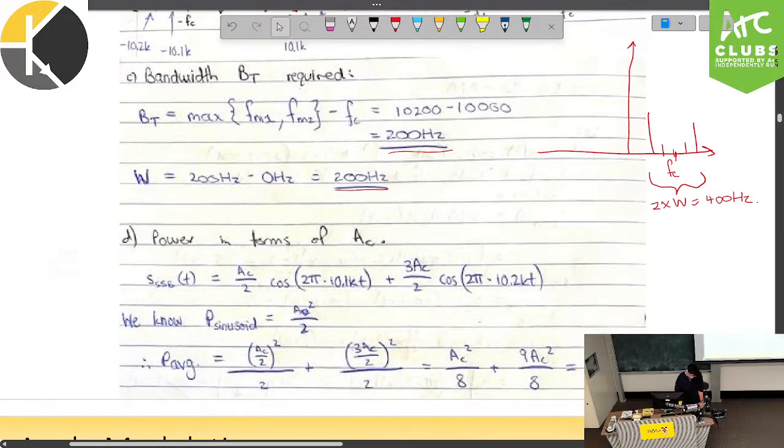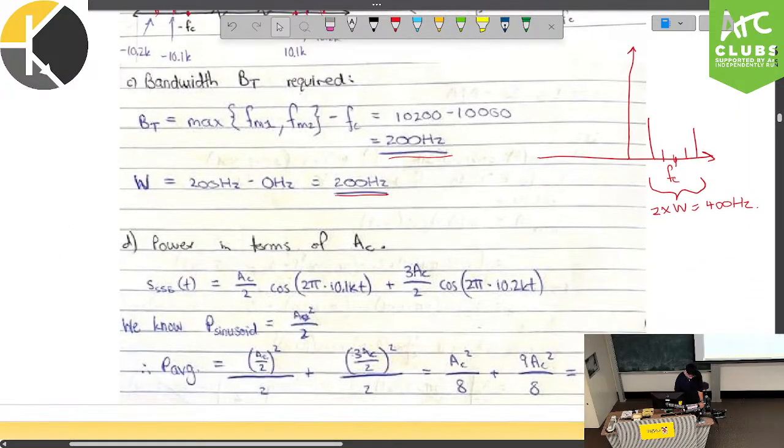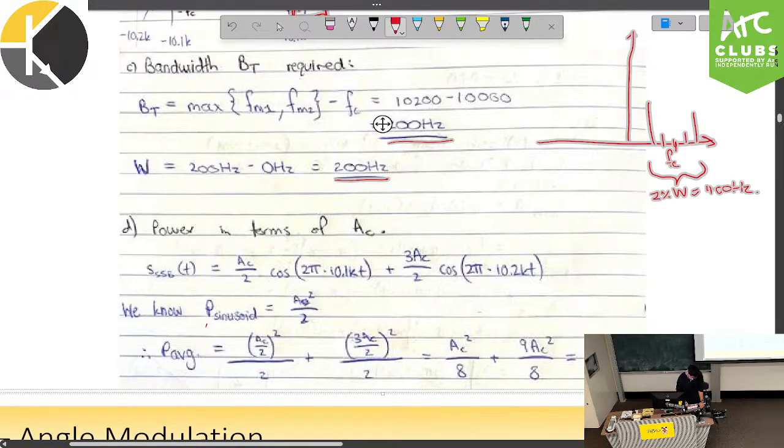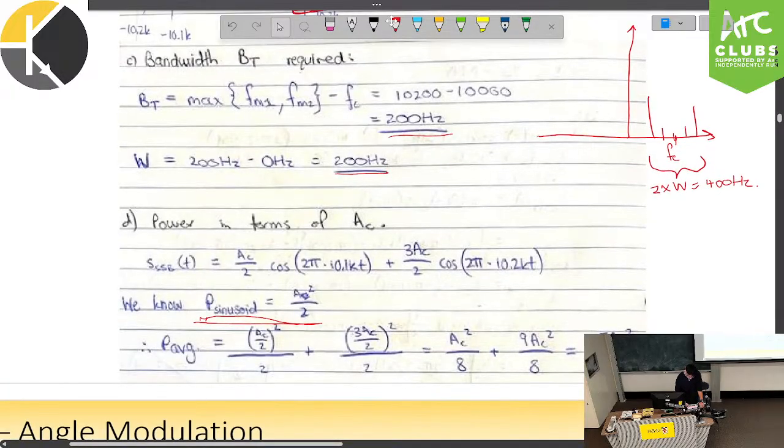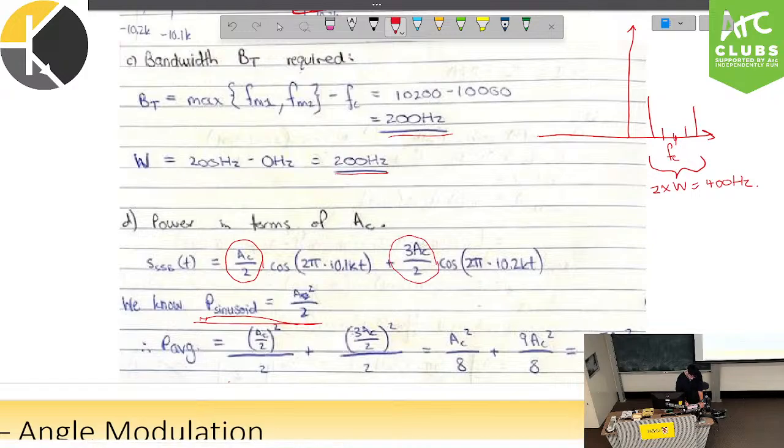Lastly, we were asked to find the power in terms of Ac. If we remember from the first slide in this crash course, the power of a sinusoid is given by A squared on 2. So considering these to be our A's, we just have to square them and divide them by 2, as we can see here, which gives us a final expression of 5 Ac squared on 4.